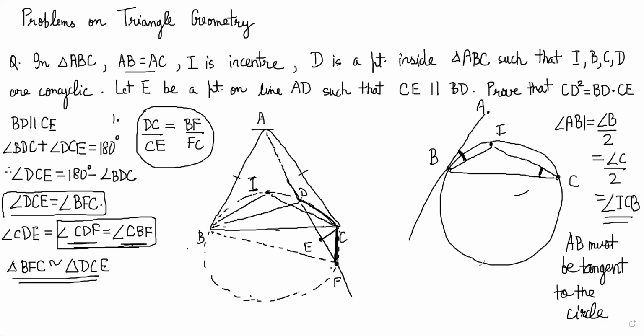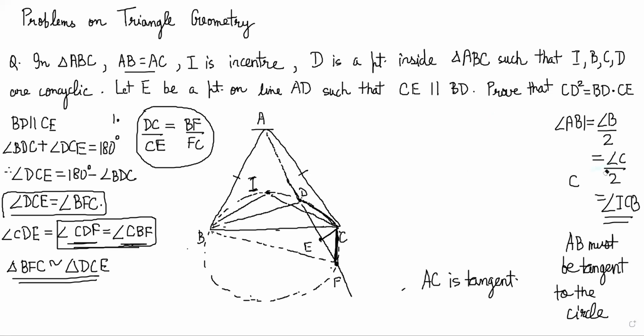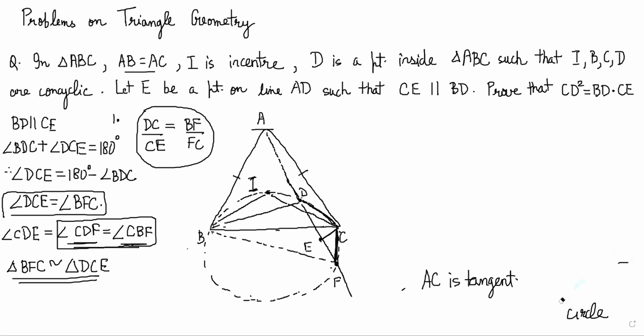And similarly, you can show that AC is also tangent, exactly the same argument. AC is tangent also to the circle, right? So now we have AB and AC are tangents. Now we can also show that triangle ABD is similar to triangle AFB, and we can also show that triangle ACD.